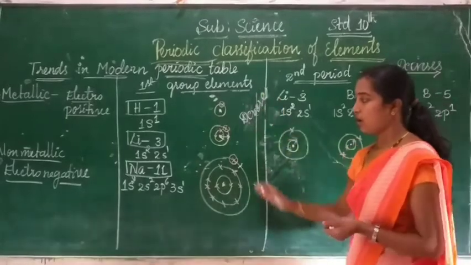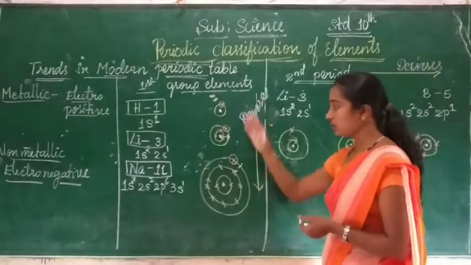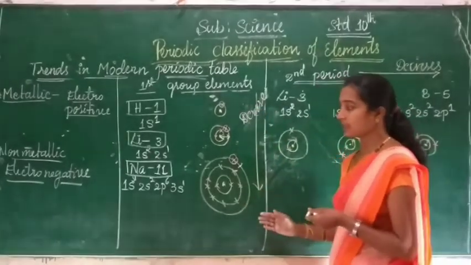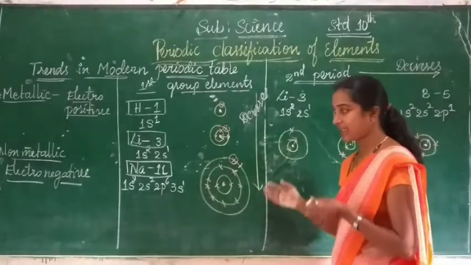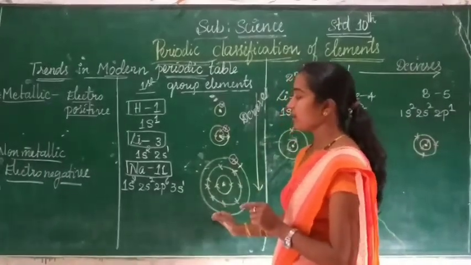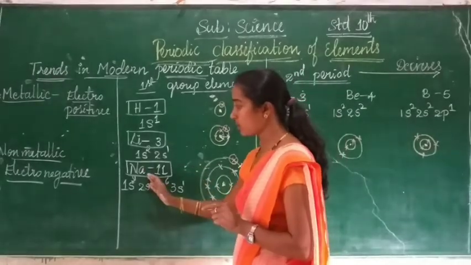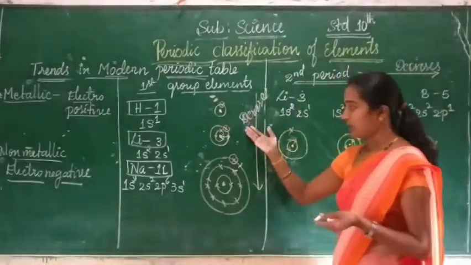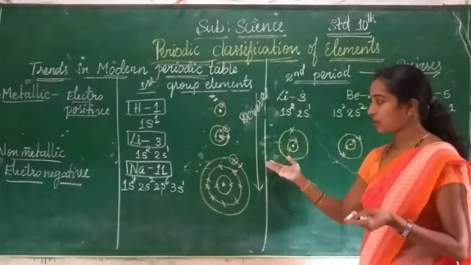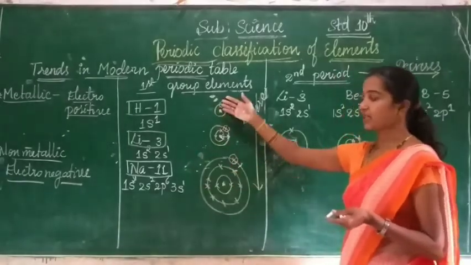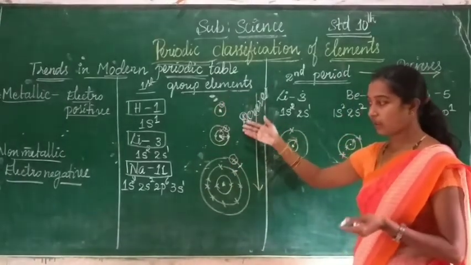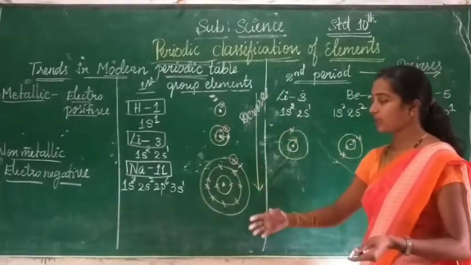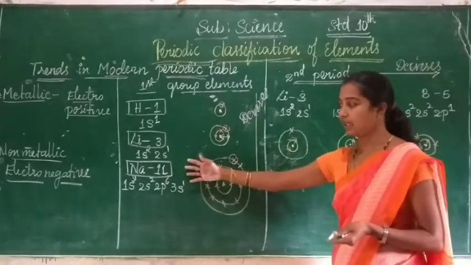The electronegative character of the elements decreases as we go down the group. That means the non-metallic character decreases. See children, take for example sodium. Is sodium a metal or non-metal? Yes, sodium is a metal, so the non-metallic character decreases. Hydrogen is a non-metal, lithium is a non-metal, but sodium is a metal. As the non-metallic character decreases, it finally gives metallic nature.